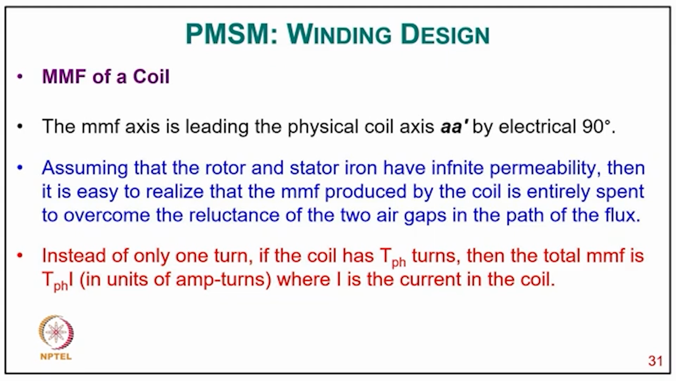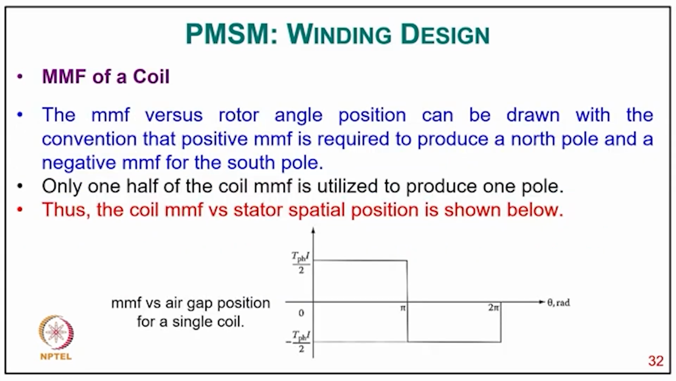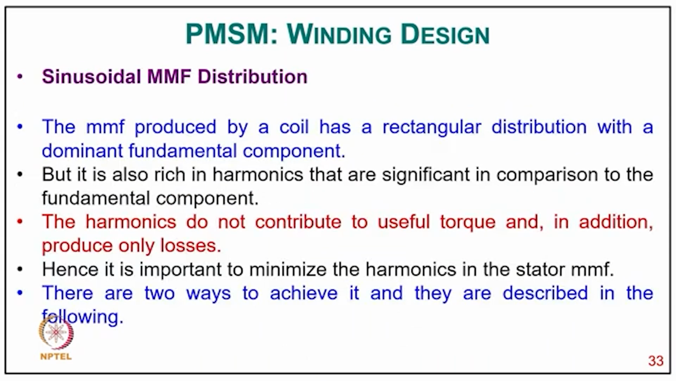in units of ampere-turns, where I is the current in the coil, and the MMF versus rotor angle position can be drawn with a convention that positive MMF is required to produce a north pole and a negative MMF a south pole. Only one half of the coil MMF is utilized to produce one pole. Thus the coil MMF versus rotor position is shown here as the MMF diagram, the MMF with air gap position for a single coil.